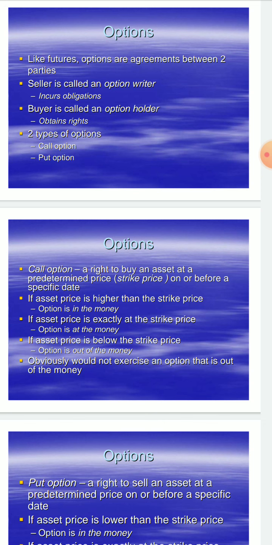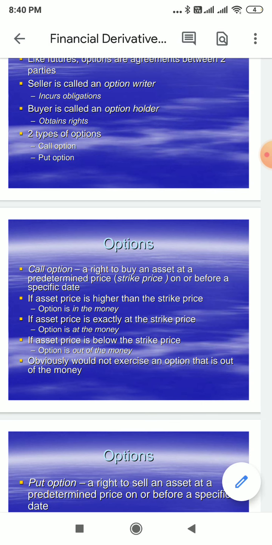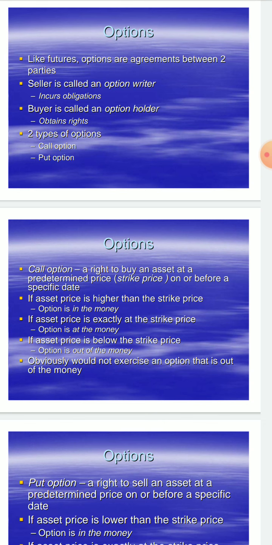An option is also an agreement between two parties. The seller is called an option writer and the buyer is called an option holder. So there are two types of options: one is a call option, another one is a put option. Now what is a call option? A call option is an option to buy. What is a put option? A put option is an option to sell.